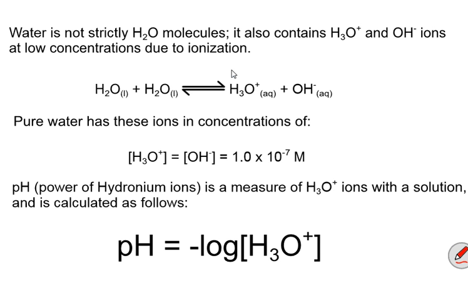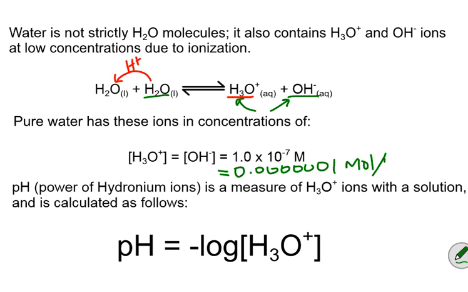What happens is if I've got two water molecules hanging out together, one will steal a proton from the other water molecule, and that's how I make H3O+, and then this water molecule becomes OH-. The only thing is these ions, the hydronium ion and the hydroxide ion, are present in really low concentrations. In fact, the concentration is 1.0 times 10 to the negative 7th molar, which is moles per liter. So that's a really small number of moles for every liter of water.